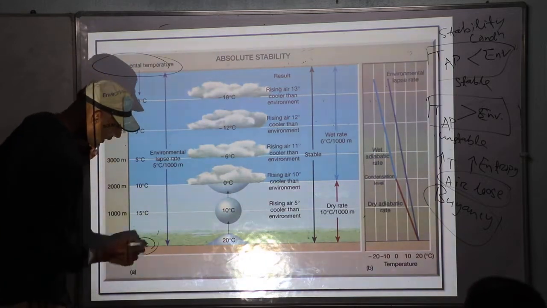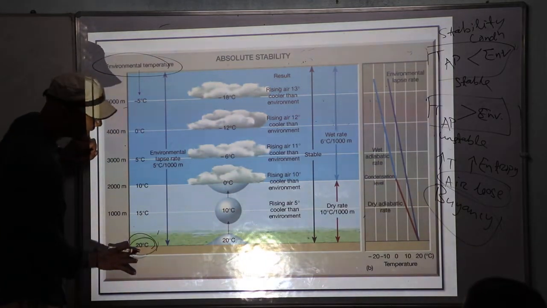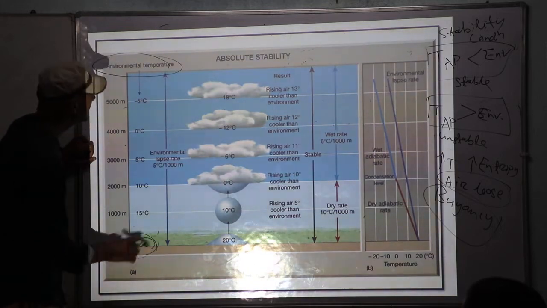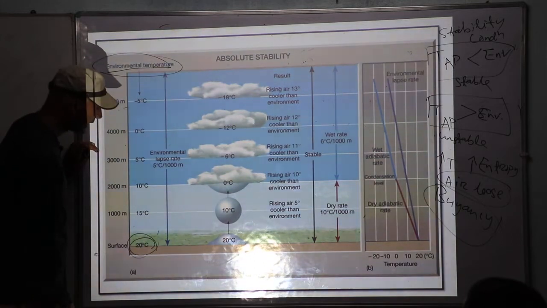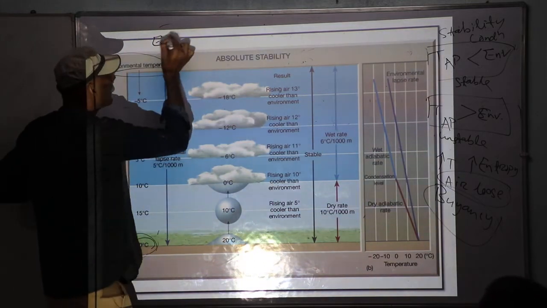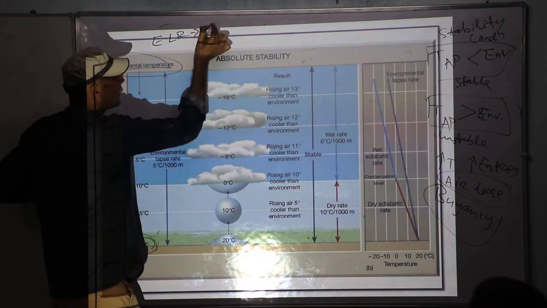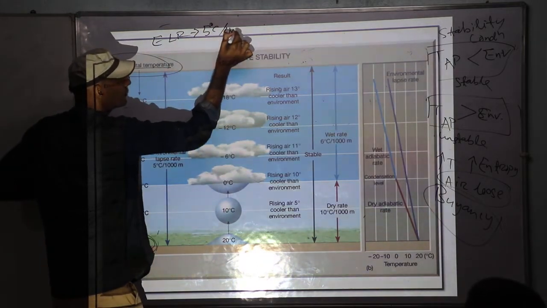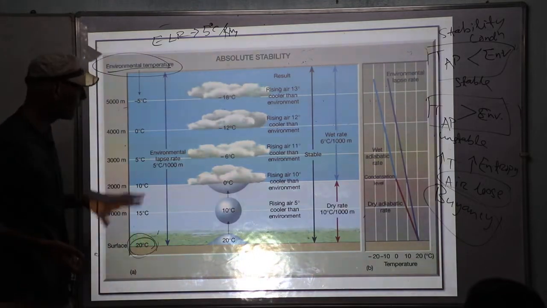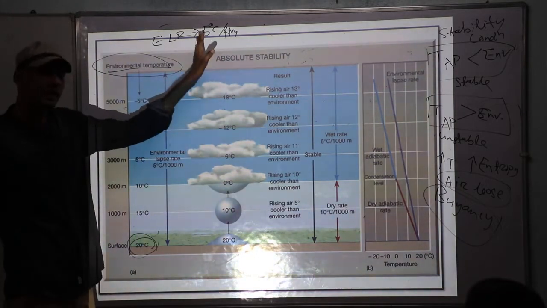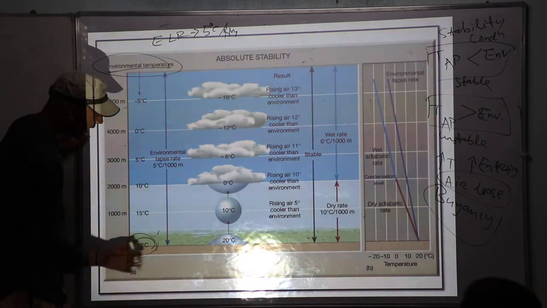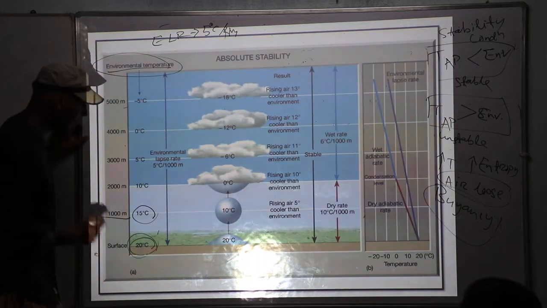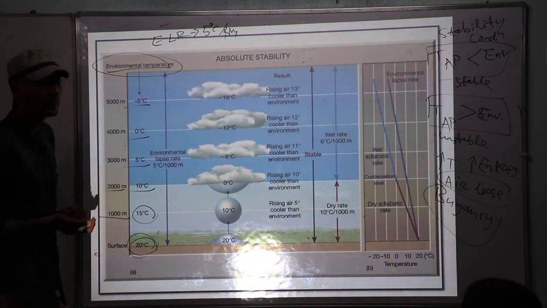So you can see here the air which is nearer to the surface is having a temperature of 20 degrees centigrade. I am talking about environment, air parcel is different. So the environment is having 20 degrees centigrade here, and here the environmental lapse rate is taken as 5 degrees centigrade per kilometer. 5 degrees centigrade per kilometer means the temperature will decrease 5 degrees with 1 kilometer altitude. So you can see here, near surface it is having 20 degrees, at 1000 meter height it is having 15 degrees, then at 2000 meter 10 degrees, 5, 0 and minus 5 like that.